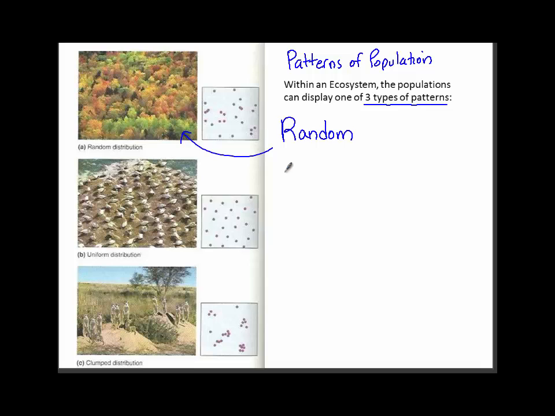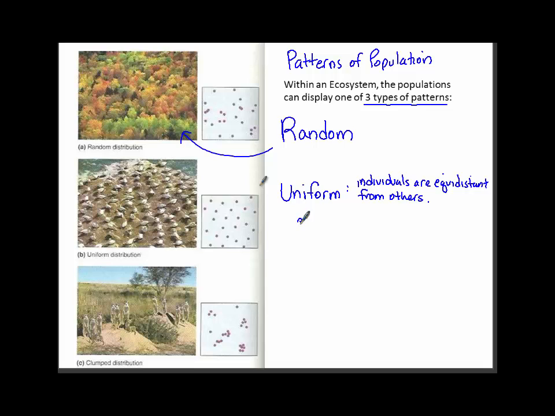The second one is where every single individual stakes out a spot that's pretty much equidistant from others. So every individual stakes out a spot and is spaced equidistant from the others. We're going to call this uniform pattern of population, because everything's uniform, everything's equidistant in that population. So this is somewhat rare, but it does happen.